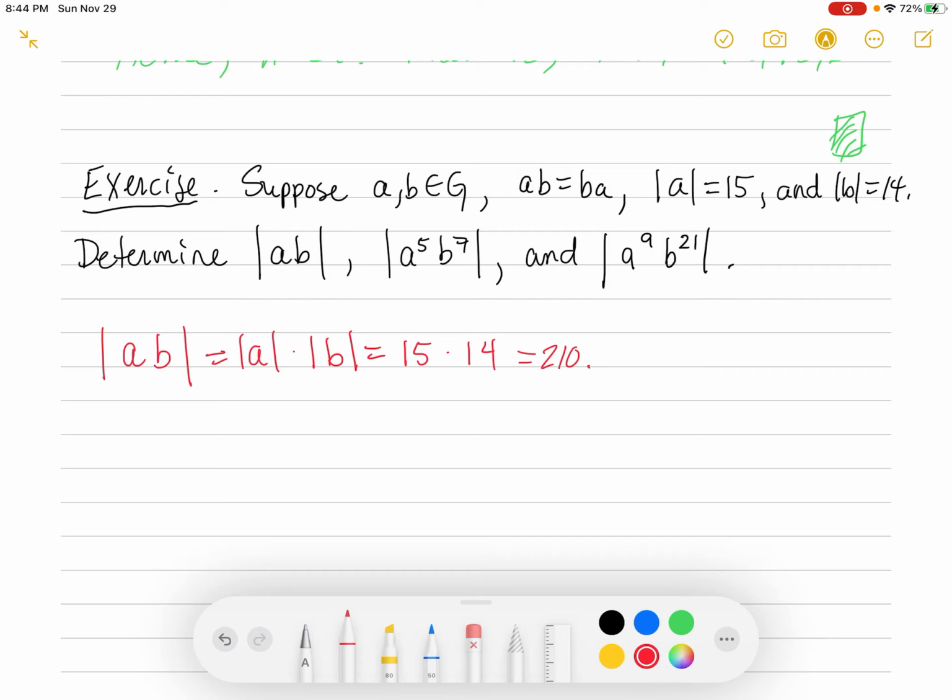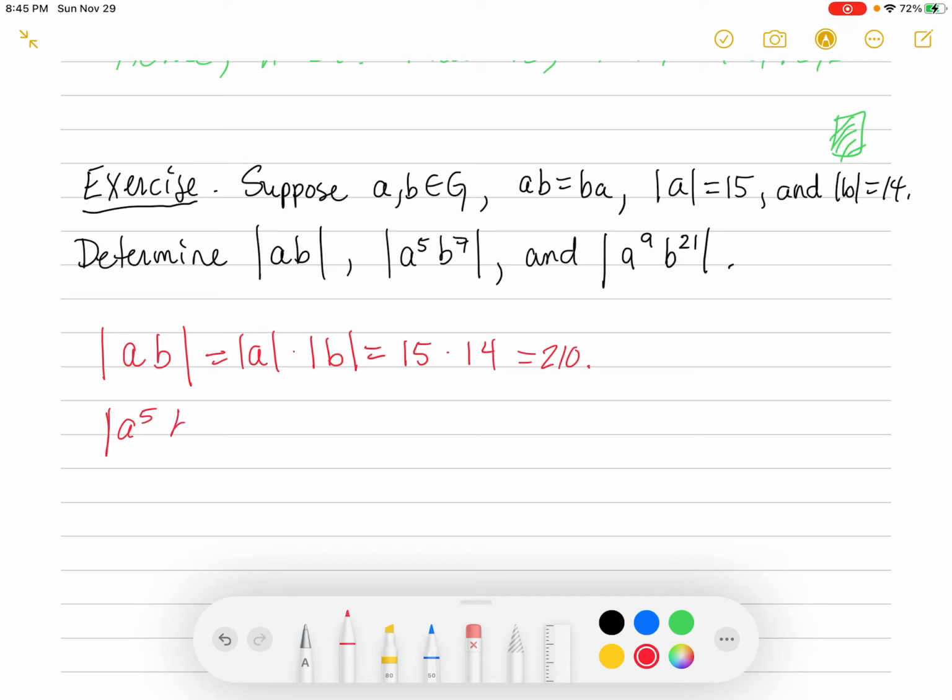So what that means is you'd have to raise AB to the 210th power to get the identity. That would be the smallest positive integer that would work. So AB, AB, AB, 210 copies of AB until you get back to the identity. So you wouldn't want to do that by hand.